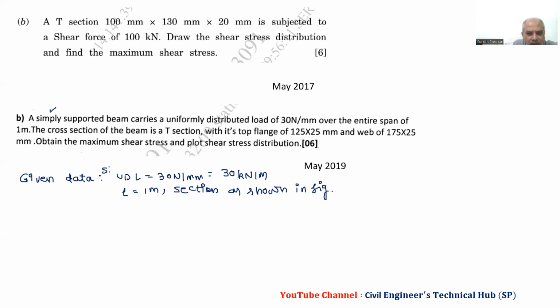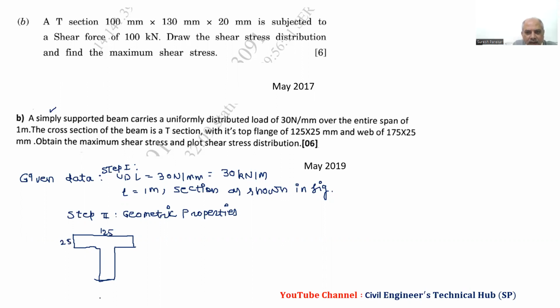Then we have, this is step 1. Then step 2, we have geometric properties. And we have, this will be a T section. The flange is given as 125 by 25 and the web is given as 175 by 25.